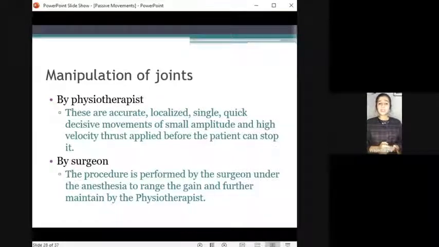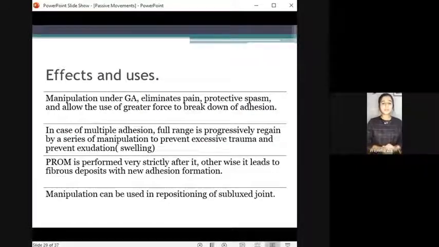Manipulations by the physiotherapist are very accurate, localized, single, quick, decisive movements. Mobilization was small, repetitive, but the manipulation is a single, quick, decisive movement of small amplitude and high velocity thrust. And these are not under the patient control. While the manipulations by the surgeons are performed under anesthesia to gain the range, and after this procedure, the gained range is maintained by the physiotherapist. Now we will study the effects and uses of the manipulations.